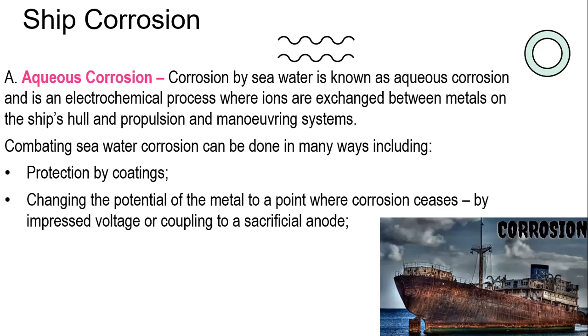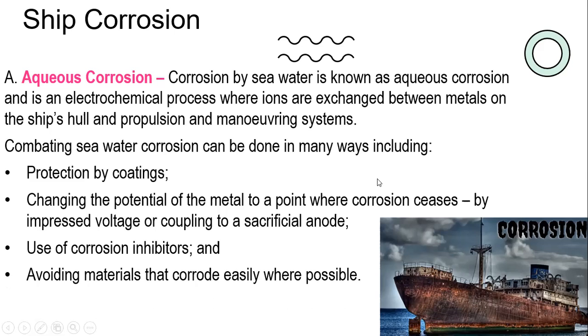Okay, the sacrificial anode is installed in the ballast tanks of the ship. So that instead of your ship rusting, it will be the sacrificial anode. And then you have to replace the anode once it is worn out. Also, use corrosion inhibitors and avoid materials that corrode easily where possible.